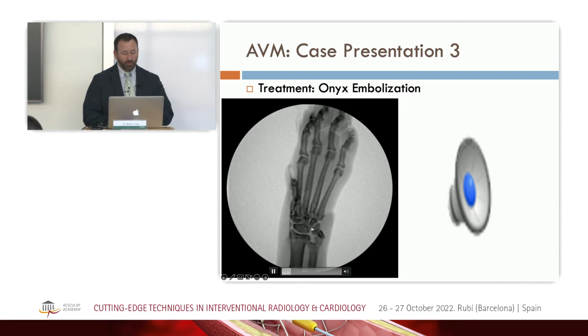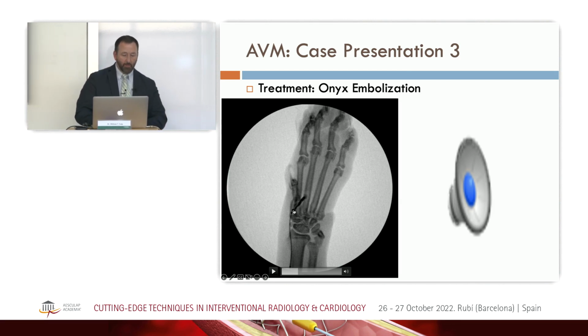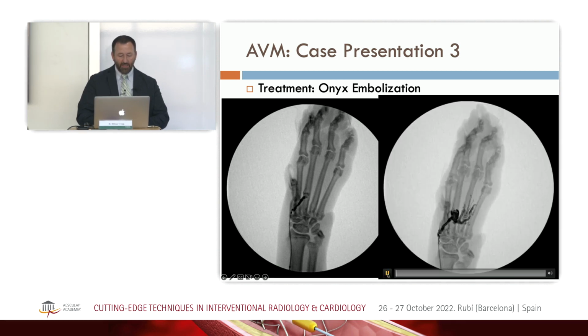So the fluoro images here. This is the glue, or this is Onyx actually. We were able to use Onyx in this case. So here's the microcatheter all the way down into the AVM. And you can again see how it kind of has that lava appearance. As you're injecting it, it's just slowly pushing out, filling into these vessels. So we had some initial injection there and filling. And then secondarily, as we're injecting here, you'll start to see it growing down as well.